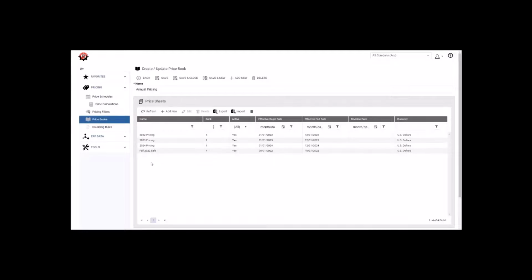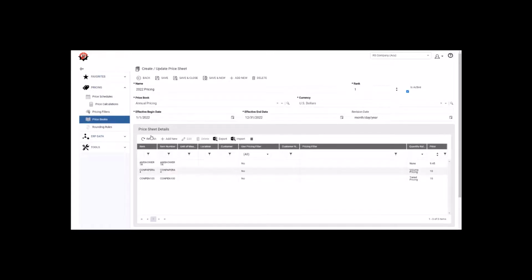Notice in this example I have a price book for annual pricing and have set up pricing for the current year and the next year. This way you can set up pricing in advance and have it go into effect at the appropriate time. This is also nice if you have sales for certain time periods.